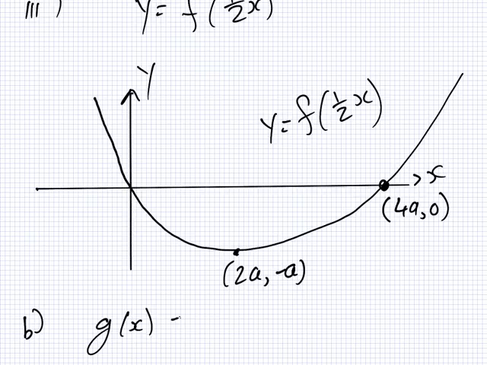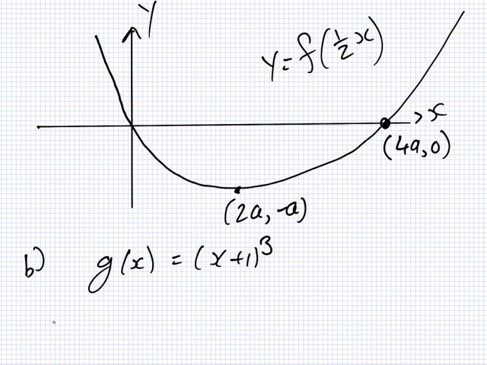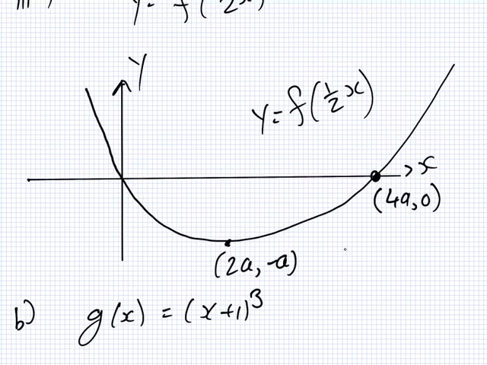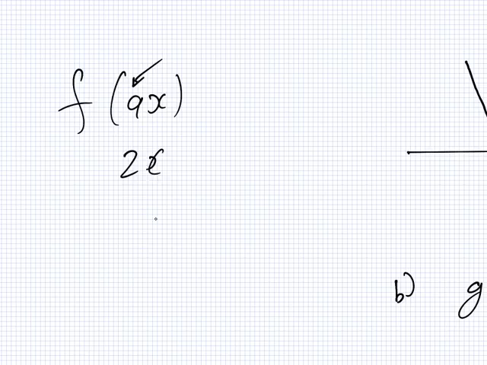B. g(x) equals (x plus 1) cubed. The way it works is when you have ax here, it contracts it. So for example, if you have 2x, you divide by 2, it contracts. But if you have a half x, when you divide by a half, that's multiplying by 2.